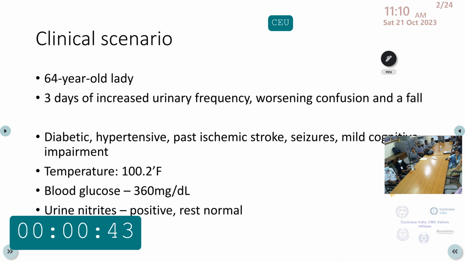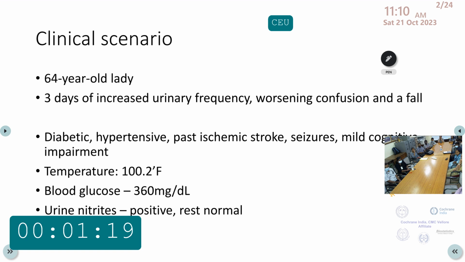She has a temperature of 100.2 degrees Fahrenheit, and her blood glucose on examination is 360 milligram per deciliter. So we feel that a urinary tract infection is likely, and we are doing a urinalysis. On the results for urinalysis, we find that the urine nitrites is positive, but the remaining part of the urinalysis is unremarkable. That means there is no pyuria, no leukocytes, no blood, no protein. The rest is normal. So we are concerned, and we feel that maybe she does not have a UTI, maybe something else is going on, and we are hesitant to start antibiotics.